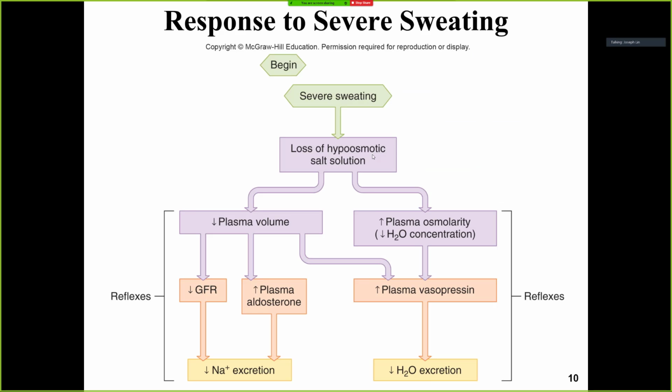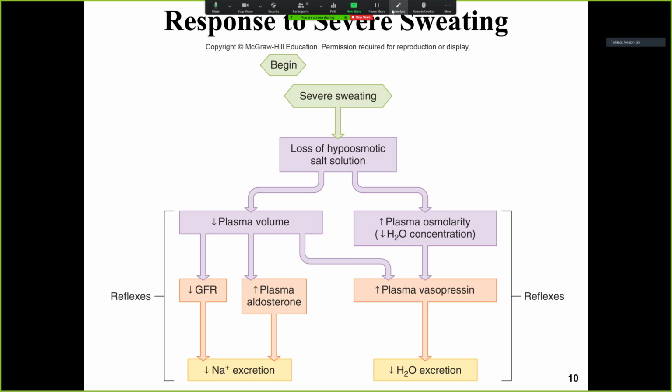Okay, so I hope that makes a little bit of sense. So this is another way to look at it. Let's say you're severely sweating, right? You're sweating so much, you're outside in the heat, it's 100 degrees, and you don't have any water, then the sweating is going to cause you to have a loss of the hypoosmotic salt solution and a super salt solution in the body. So you're losing salt.